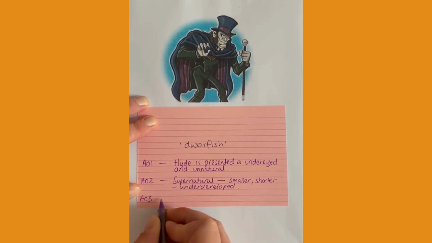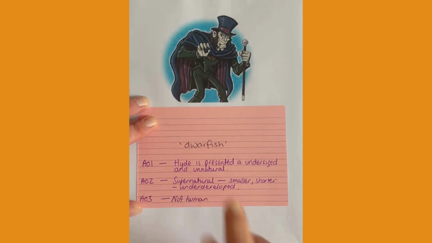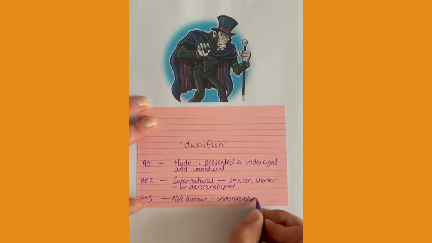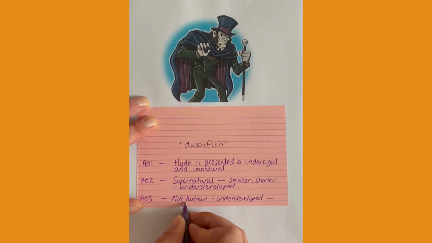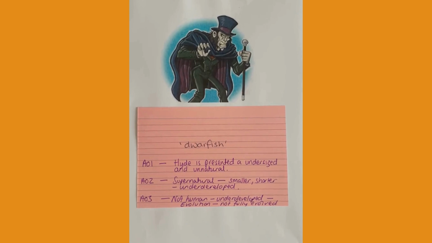And then when we link this to AO3, we're going to look at the fact that Hyde is therefore presented as not human, but supernatural in some way. The fact that he is underdeveloped links to the idea of evolution and the idea he is not fully evolved because he is not a complete human, and because he has not been allowed to experience life in the same way, because he has been hidden or repressed by Jekyll for such a long time.